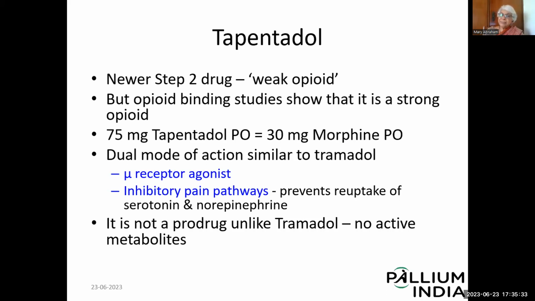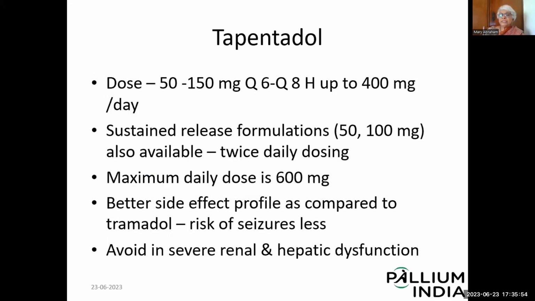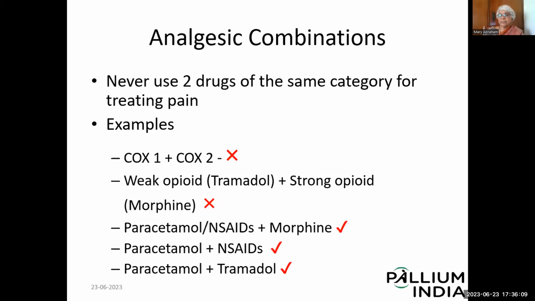Now, its action is similar to tramadol. It is a mu receptor agonist, so it acts on the opioid receptors. It is also acting on the descending inhibitory pathway of pain by preventing the reuptake of serotonin and norepinephrine. It's not a prodrug. That means, unlike tramadol, it does not have active metabolites. The dose is very similar to tramadol, and again, sustained release formulations are available. But the side effect profile is much better as compared to tramadol, with less risk of seizures. But you should avoid it in patients with severe renal and hepatic dysfunction.